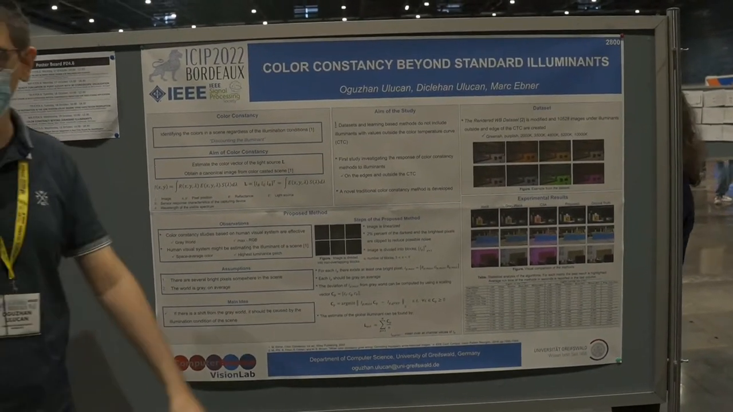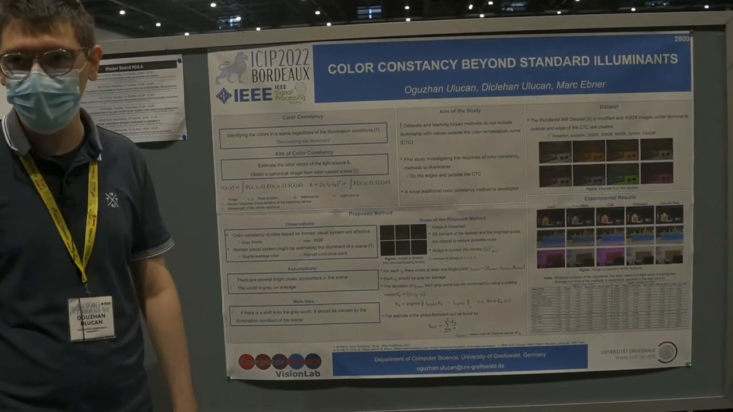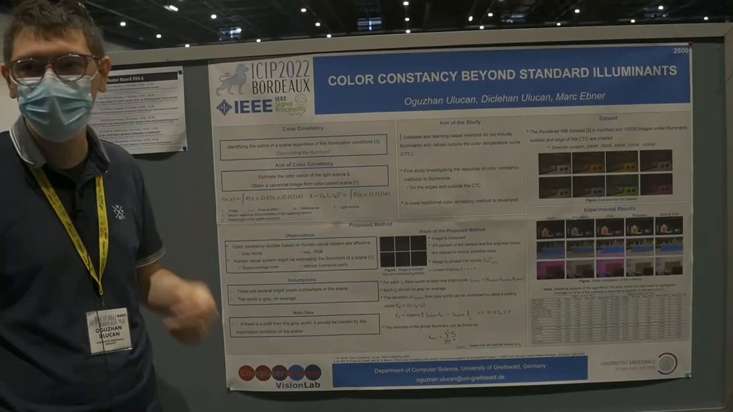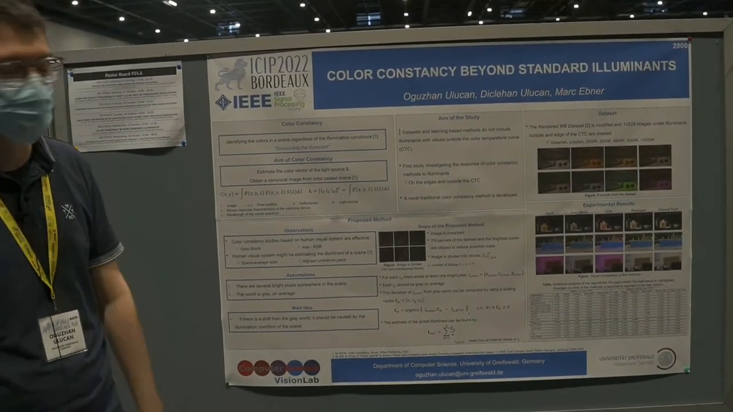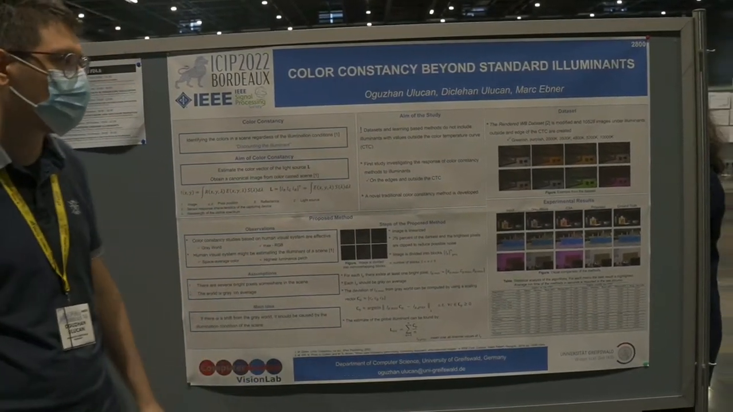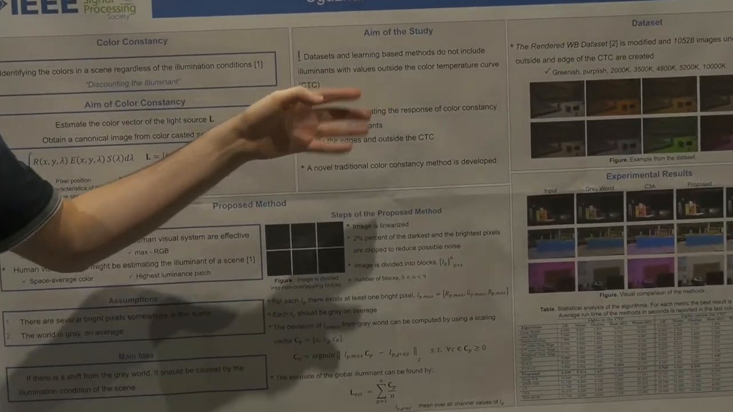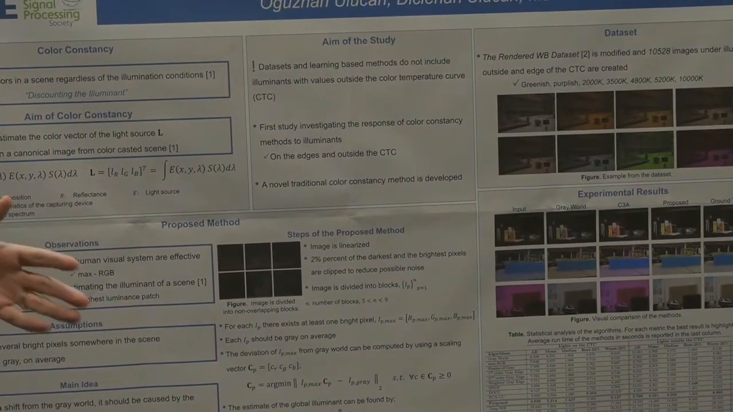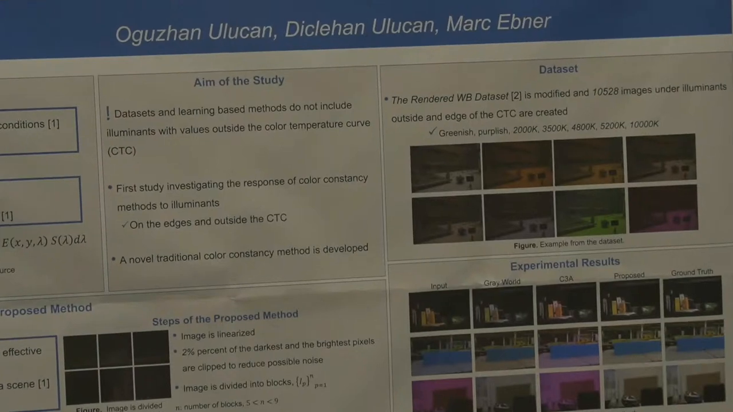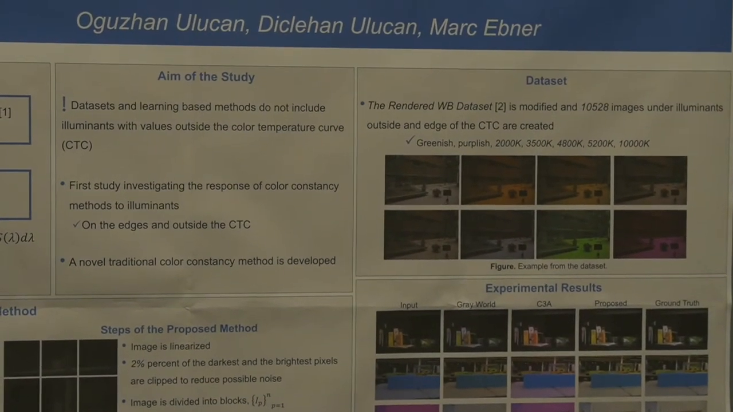So, hello, my name is Ozan Ulucan, and I'm a PhD student and research assistant at University of Greifswald under the supervision of Professor Dr. Mark Ebner. We are working in the fields of color constancy, color illusion perception, and image formation. So in this study, we try to stress that datasets and learning-based methods do not include the illuminant values outside the color temperature curve, which means that these datasets do not consider very strong greenish, purplish, and reddish illumination conditions. And our study is the first study pointing out this problem.